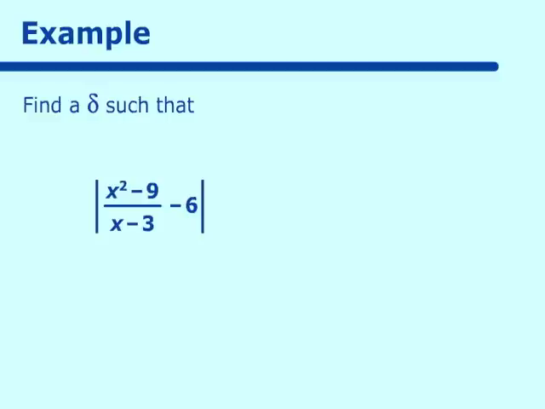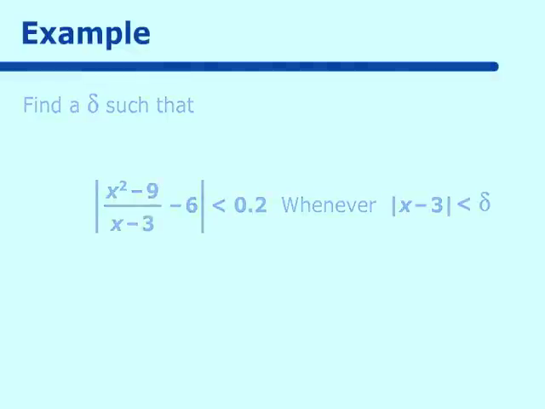So our question is, find a delta such that the absolute value of x squared minus 9 over x minus 3, that's your f of x, minus your L, which is your 6, is less than some value, which in this case is 0.2, whenever the absolute value of x minus 3, that's the point we are heading to, remember it's x minus a, is less than delta. So we have to find our delta. So we can find it two ways. We can do this algebraically, or we can do it on our calculator. So let's do this algebraically first.